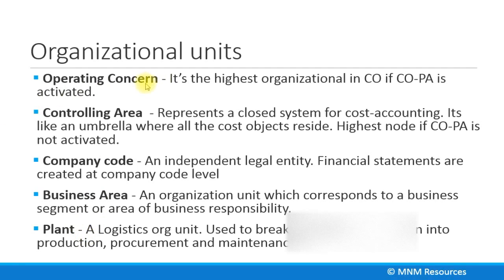Now let's look at operating concern. It's the highest organizational node in the CO module if COPA is activated, that is profitability analysis. If COPA is activated only, then the operating concern is the highest node.